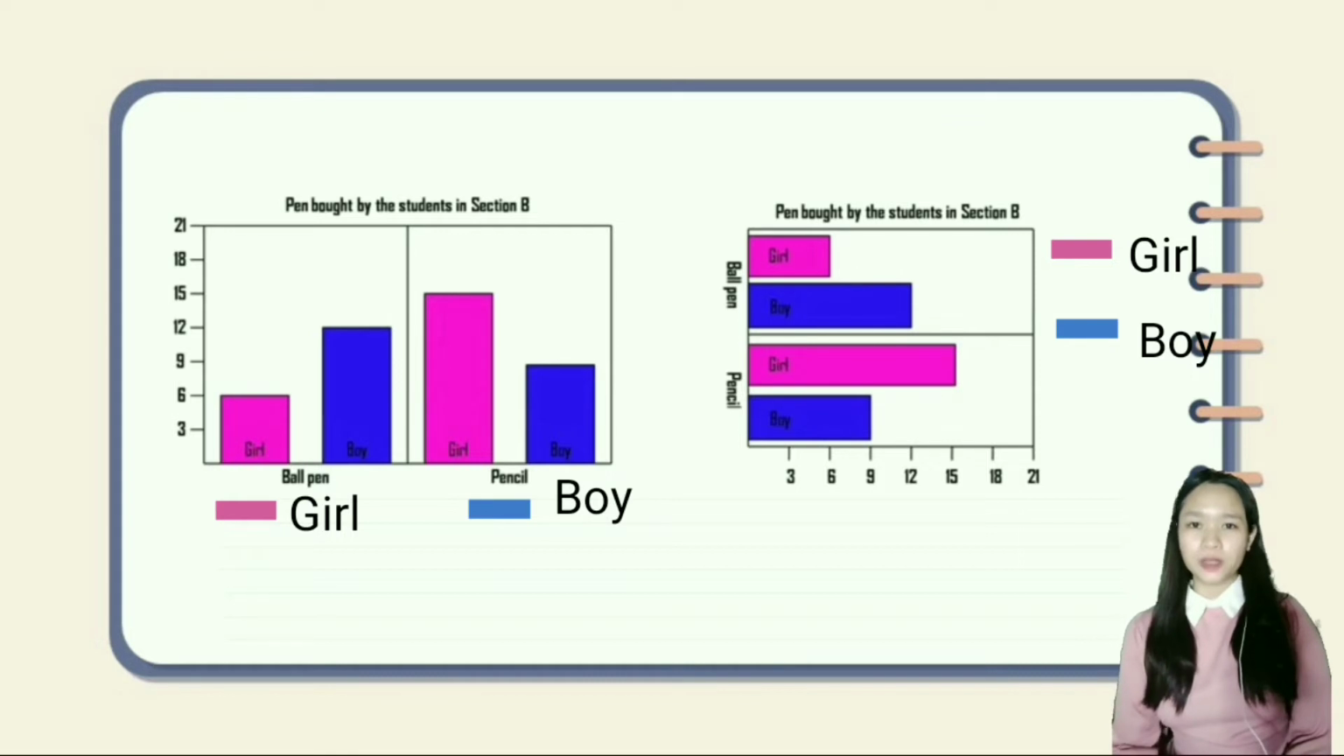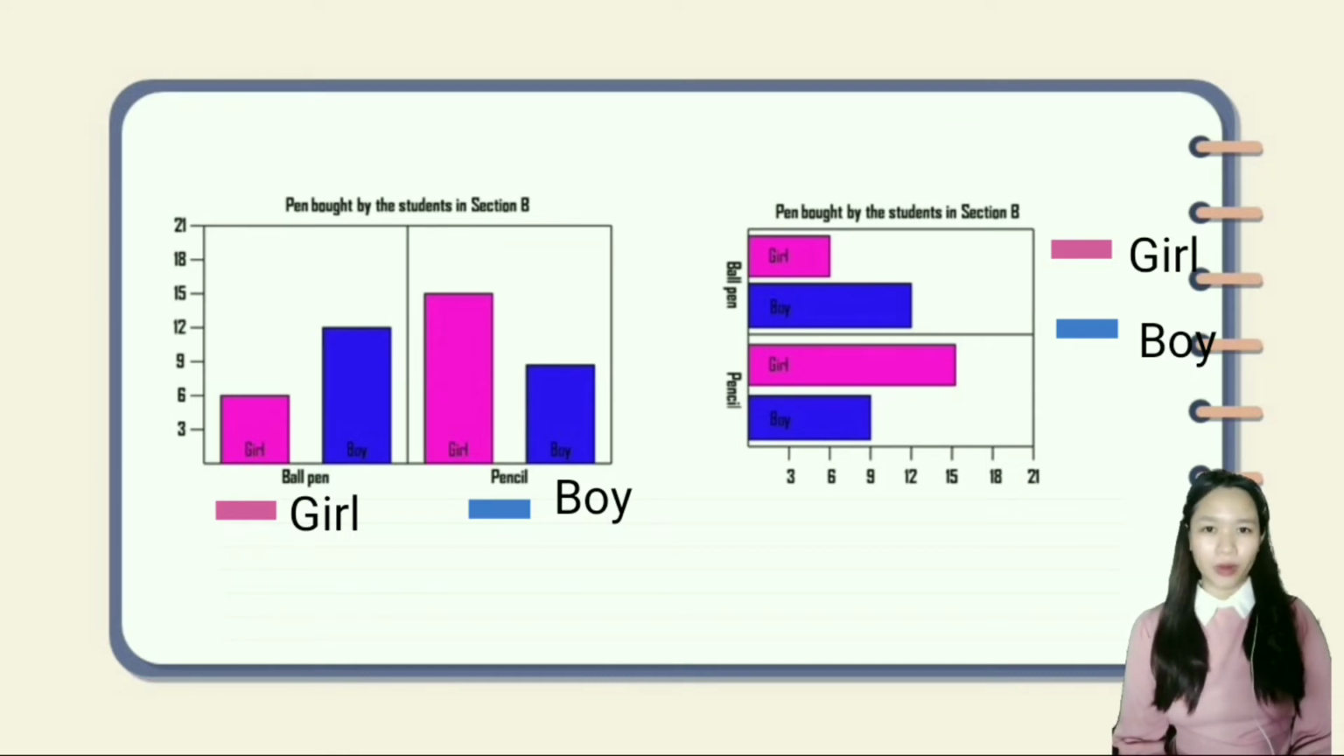How many girls bought pencils? Now, to answer the question, we're going to look at the legend. As we can see, in the legend, the color pink was used to represent the number of girls. So, how many girls bought pencils? Correct. 15 girls bought pencils. How about the boys? Correct.